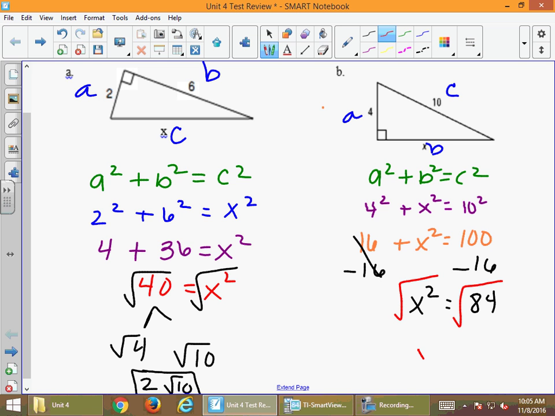Okay? Again, is 84 a perfect square? No. You always check first in your calculator. Square root of that number. If you get a whole number, you're done. That's your answer. When you take the square root of 84, you get a decimal. So we have to simplify it.